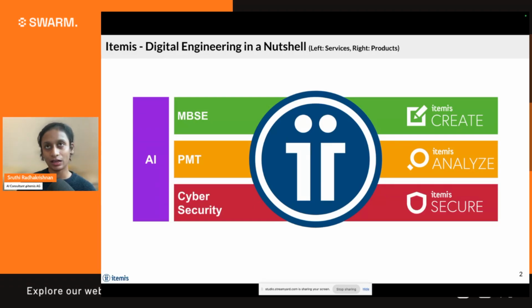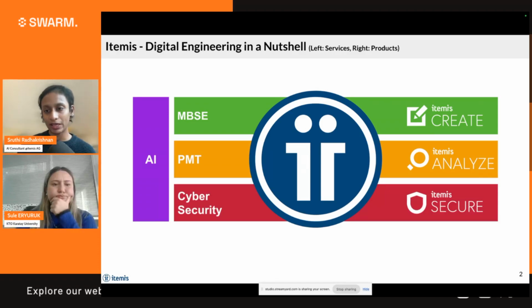Basically, we are an IT services and consulting company, and we have three major pillars. And the fourth one, which is cross-cutting everything, is AI. MBSE stands for Model Based Systems Engineering, and we have process, methods and tools, and certain cybersecurity. On the left, you see the services, on the right, you see certain tools, in which I'll be explaining something about ETMS Analyze in today's talk.